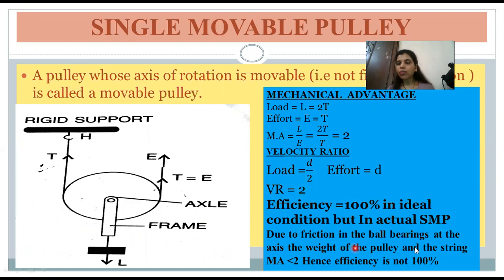Due to the friction in the ball bearings, since there are ball bearings where the axle is attached. The ball bearings are used to decrease the friction. Lubricants are applied to decrease the friction. But you have to understand that though they are used, some little friction will still be there, and also the weight of the pulley and the string. That's why efficiency is always going to be less than 100% in the actual condition, and MA will be less than 2. So I hope, children, till here it's clear.